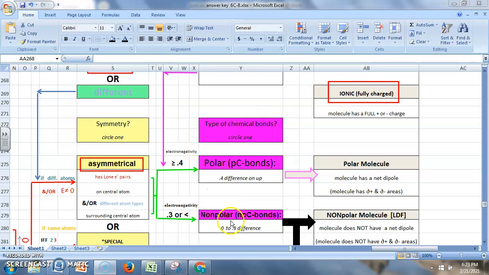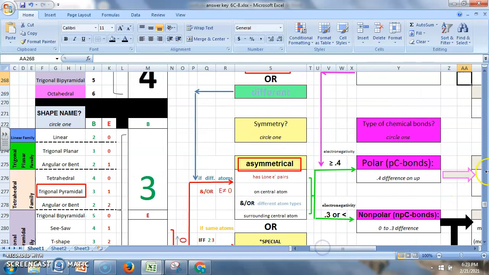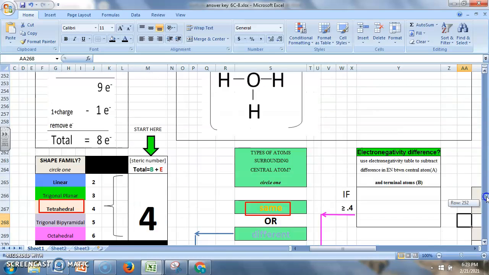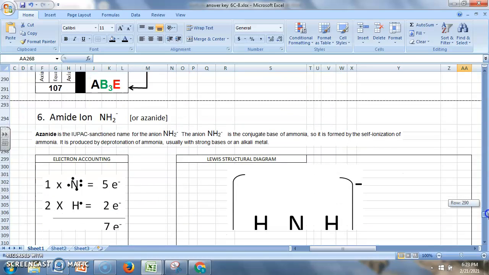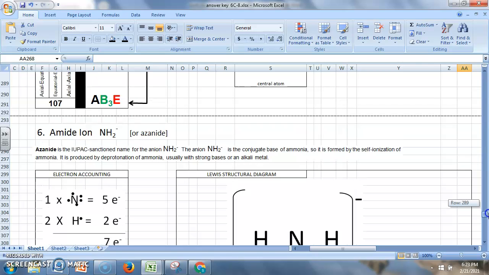We'll finish up, and in our very last video, we'll be coming down to our final one on today's homework assignment. We'll be doing the amide ion, NH2 minus.